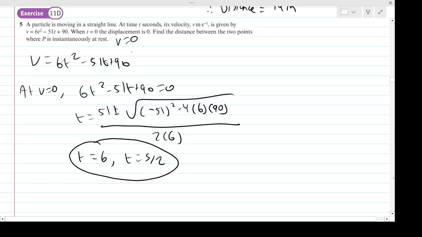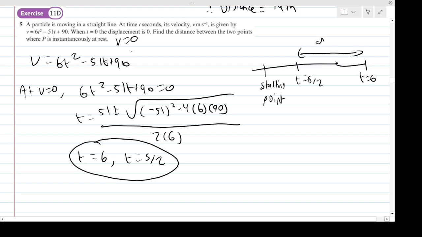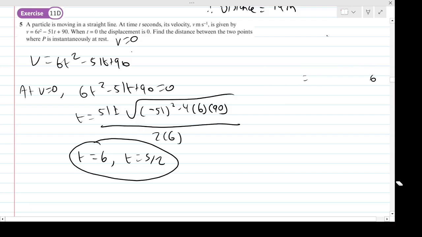Right. So I need to find the displacement between these 2 points in time. 6 seconds and 5 over 2 seconds into the journey, right? So the idea is, again, if I do a little sketch, we start at this starting point, say here. And so we want to find the distance when we're 5 over 2 seconds in, and then when we're 6 seconds in. Okay, we want this distance here. Okay, so how are we going to go about doing that then?